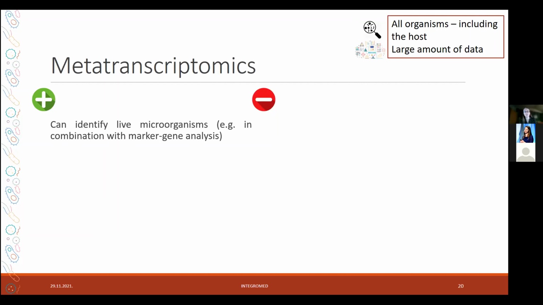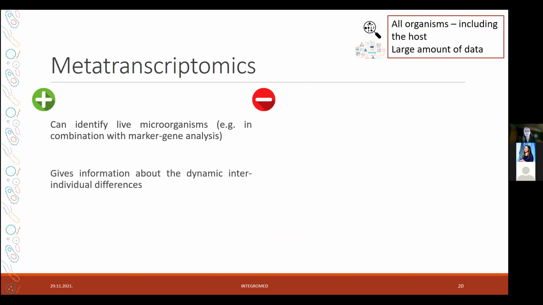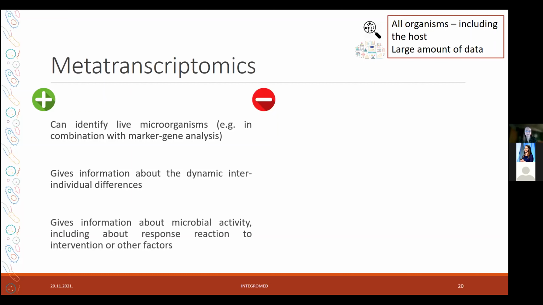Next, if we go more into the functional analysis field, if we would like to use the metatranscriptomics method, this method can identify live microorganisms, but it should be used in combination with marker gene analysis. And it gives information about the dynamic interaction and dynamic differences between individuals and so on. And also it gives information about the microbial activity, including the response reactions to the intervention that we are performing and so on.